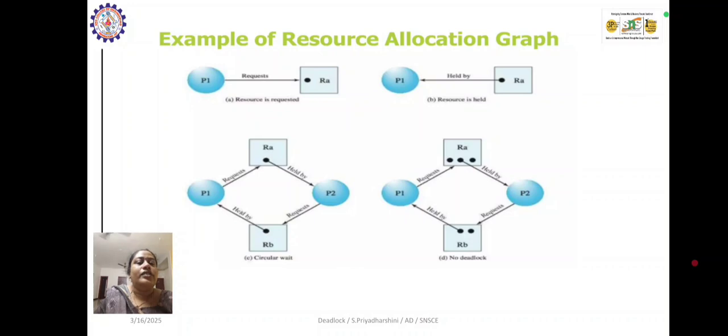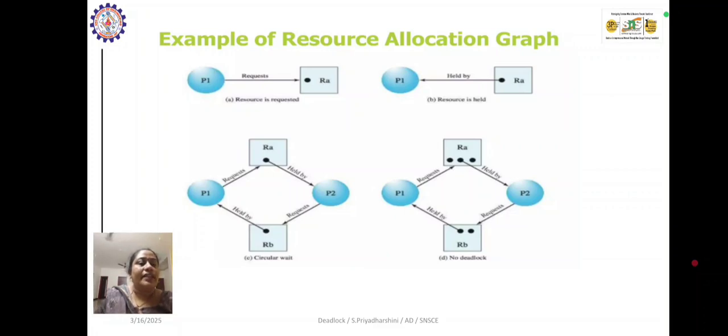In the third diagram, there is a condition called circular wait. Listen carefully. The process P1 requests Ra, which is currently held by the process P2, and P2 requests Rb, which is held by P1. Remember, here there is only one instance of each resource. So this contains a cycle: P1 to Ra, Ra to P2, P2 to Rb, and Rb again to P1. This forms a cycle, so here there is a deadlock.